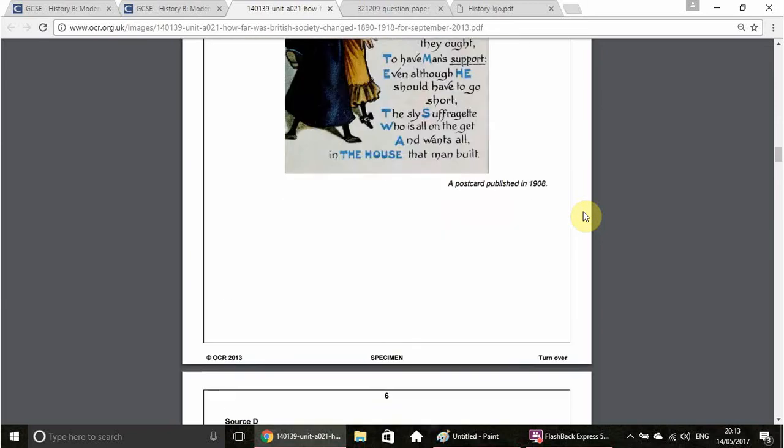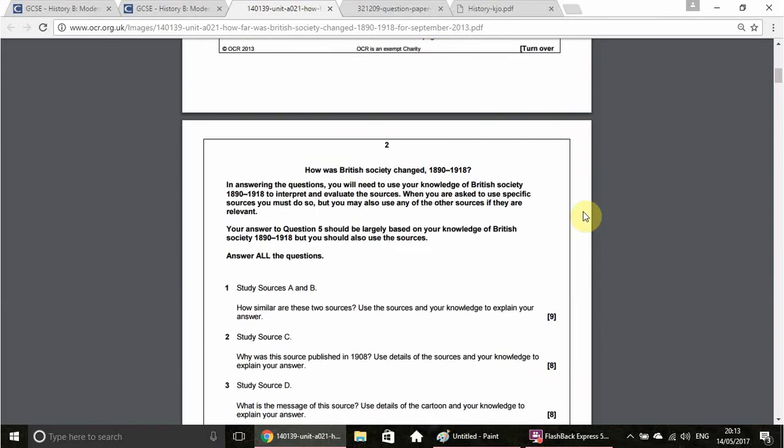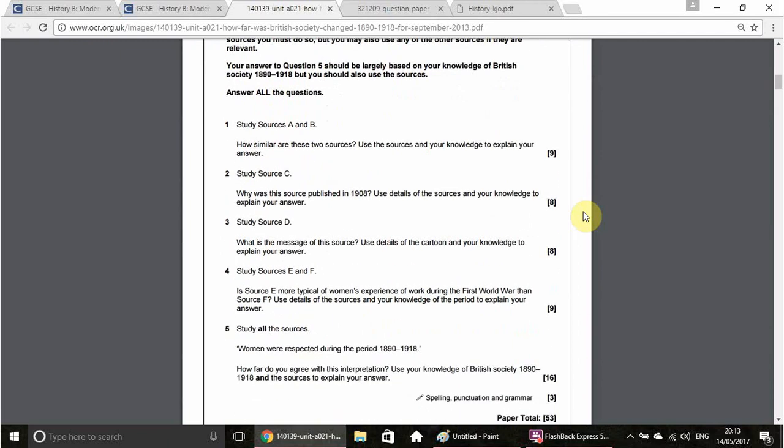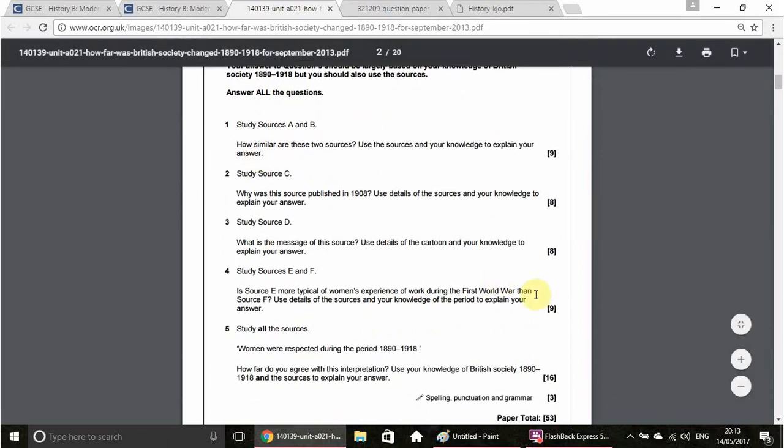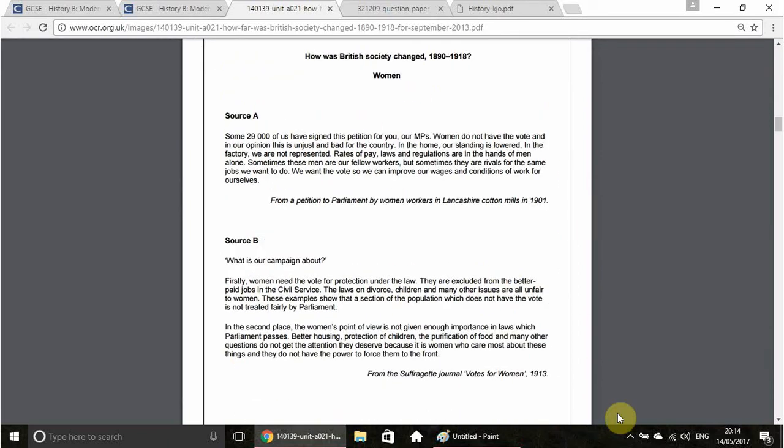Okay, so let's just go through this paper question by question and talk through how you would approach each one. So, study source A and B. How similar are these two sources? You might want to pause so that you can read through the sources now. Straight away, it's clear that both of the sources are asking for votes for women so that women can improve their conditions and their rights in general.